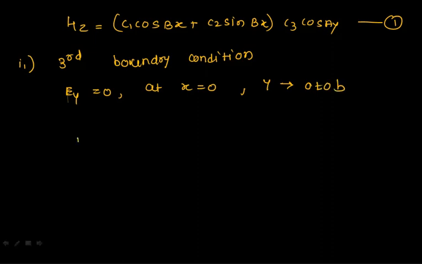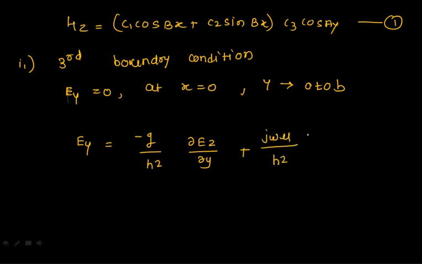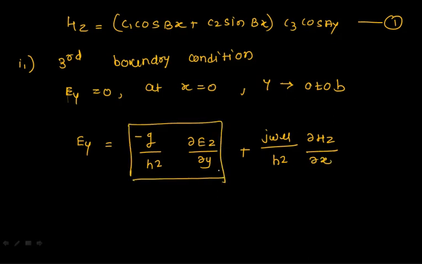Now we know that Ey is equal to minus gamma by h square d of Ez divided by dy plus j omega mu divided by h square d of hz divided by dx. Your wave is TE wave, that's why this complete Ez component will be 0 and this term will be 0. So you can write this term as a j omega mu by h square d of hz and a dx. Now I have got something here as a hz. So I can put that value over there.